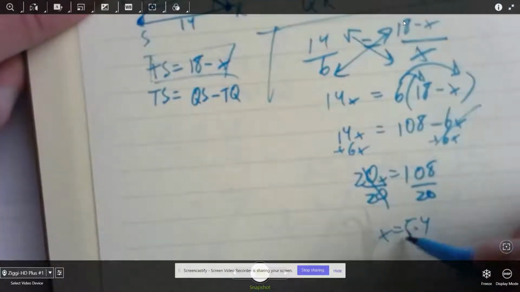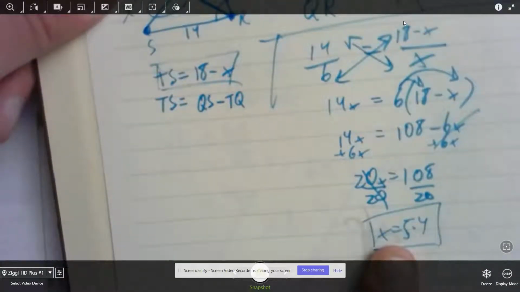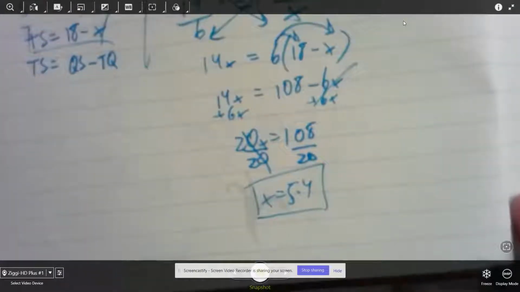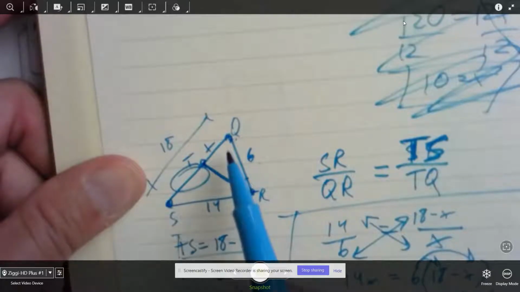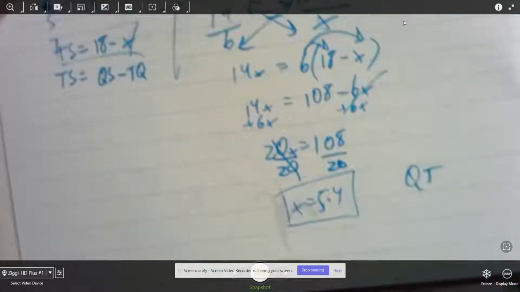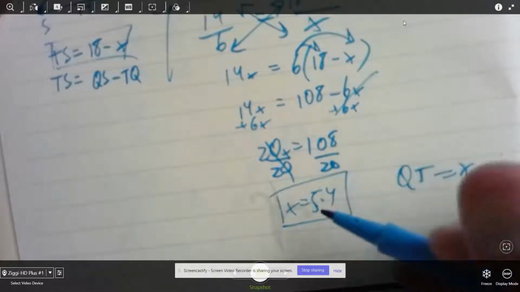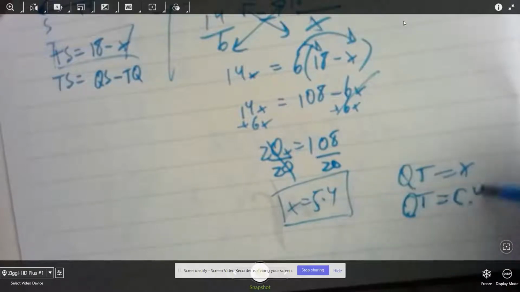You can punch that in your calculator. Remember, that's not the final answer. I'm not just solving for X. So I know now that QT, if I go back, I knew that QT was literally X long. So if QT was X, in the case that we solve for X, QT is 5.4 units long.